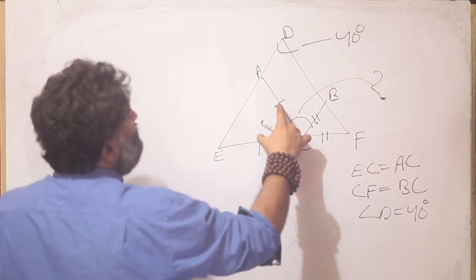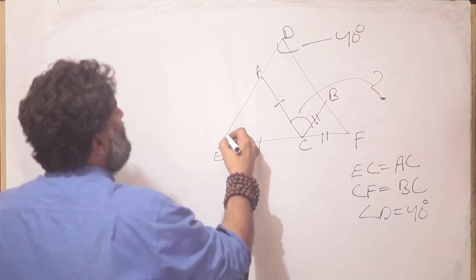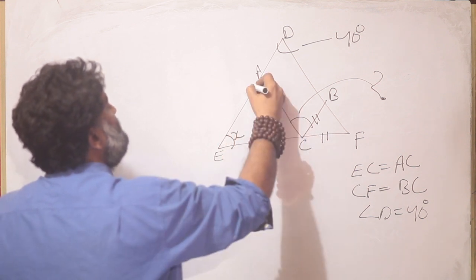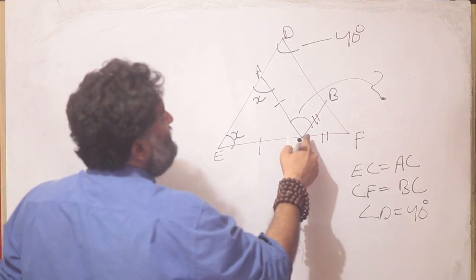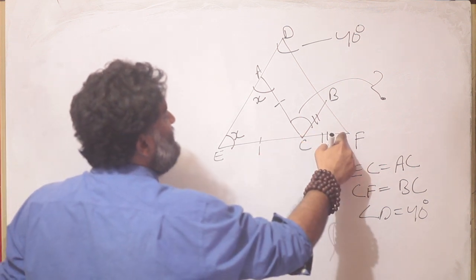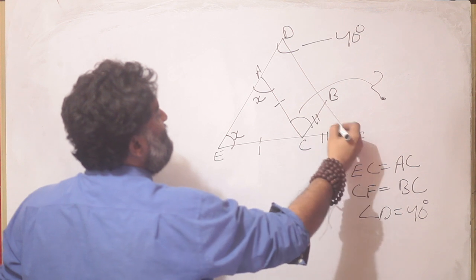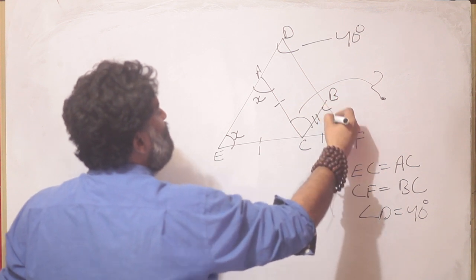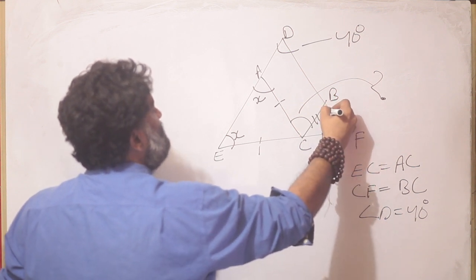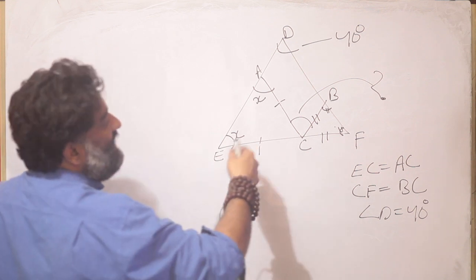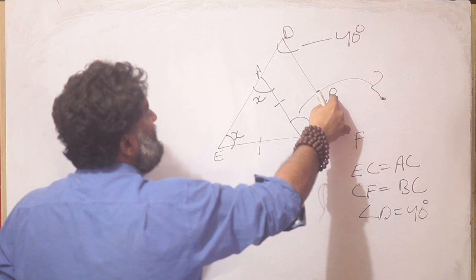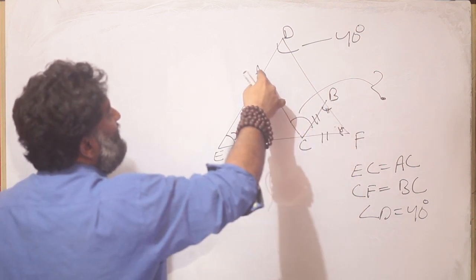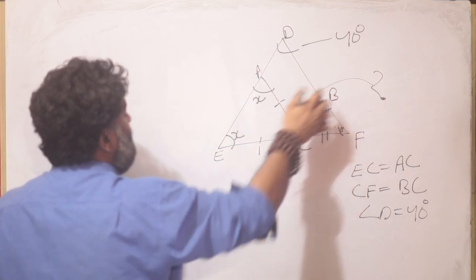And once again, I notice that these two sides are equal. That means if this angle is X, this angle is also going to be X. And similarly, if this angle is Y, this angle is also going to be Y. There are very many ways of approaching this. I want to focus on this angle ACB, and I know I can figure it out.